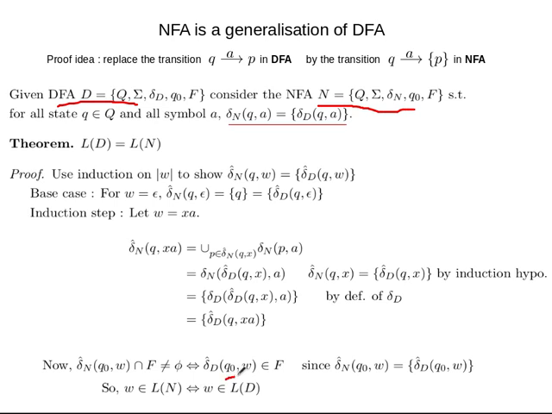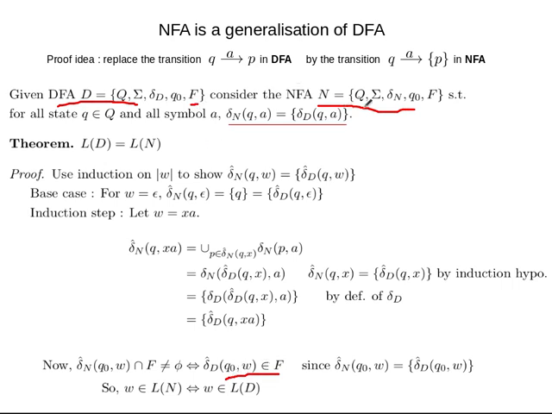So it was something like this. You take the extended transition function for this. So here we have this delta D. You take the extended transition function for this, and you see what the state is after processing W. And if it is a final state, if it is an element of F, the set of final states, then W is accepted, right?